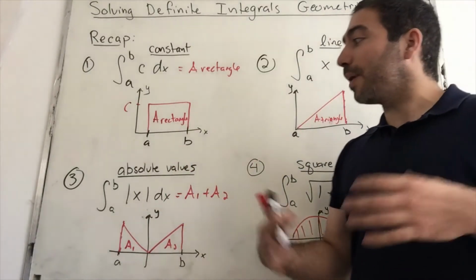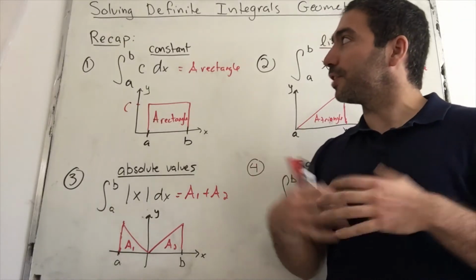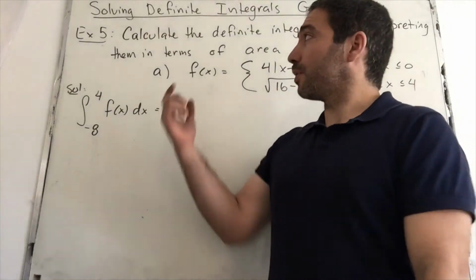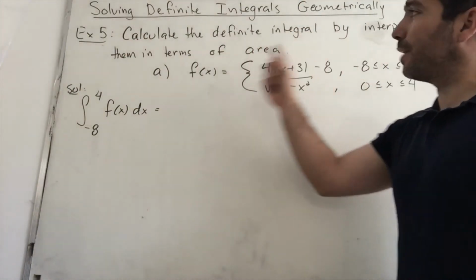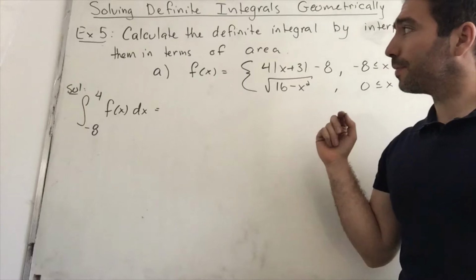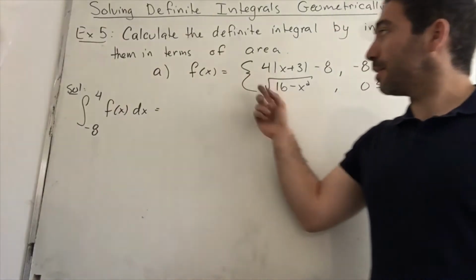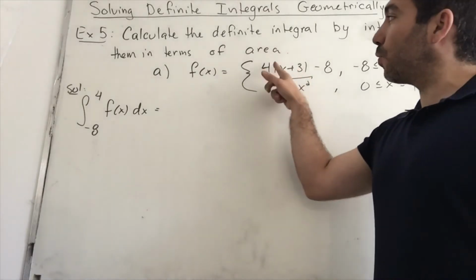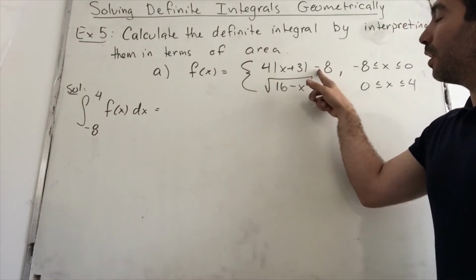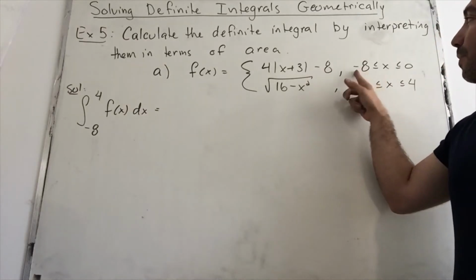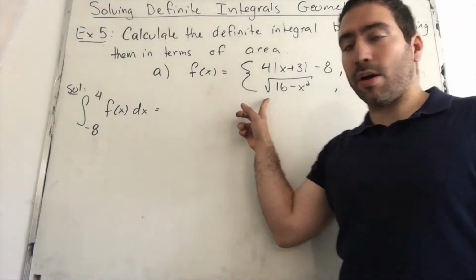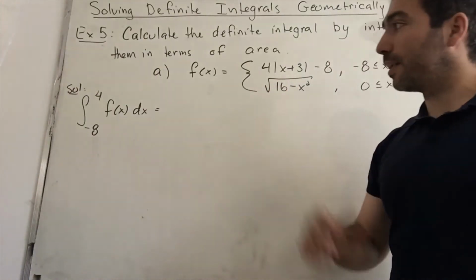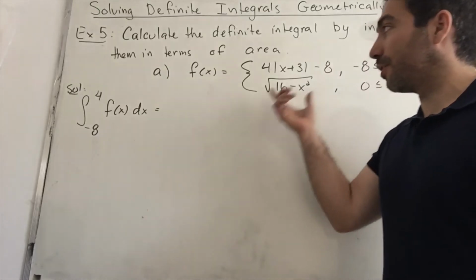Okay, so let's combine everything and put all our knowledge together and answer this final, most difficult question. In this next example, it's separated into two parts. The first part says to calculate the definite integral by interpreting it in terms of area. The function given, f of x, is a piecewise function. They tell us to use the absolute value function, the absolute value of x plus 3 minus 8, on the interval from -8 to 0. And then on the interval from 0 to 4, we're going to use the square root of 16 minus x squared. Let's go ahead and find the area under the curve of this function.